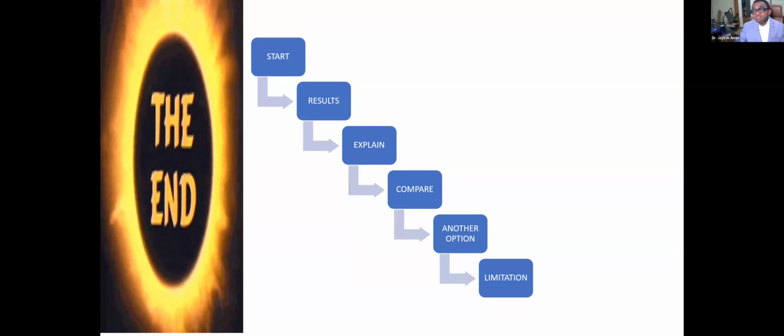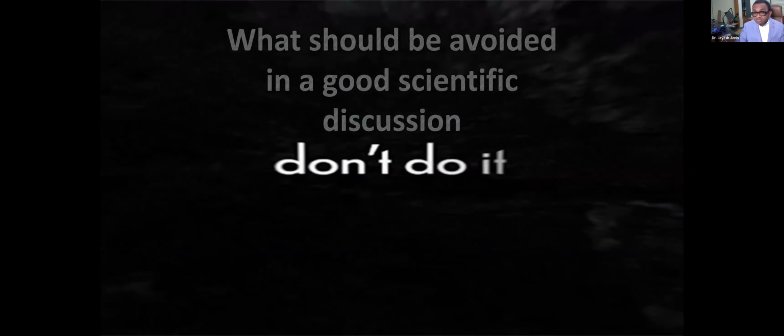So let me summarize at the end how I can go ahead. We'll start with writing the title. We'll discuss the results. First, we'll discuss the abbreviations of the results. Then we explain the results in depth, and then we can compare with other studies, and we can offer other options. Later we can conclude the discussion, with the limitations of the study as a necessary part of the study.